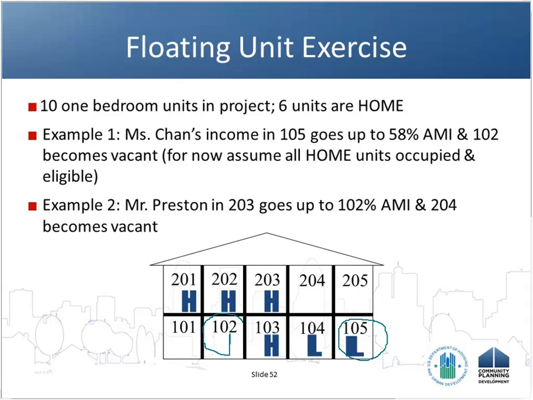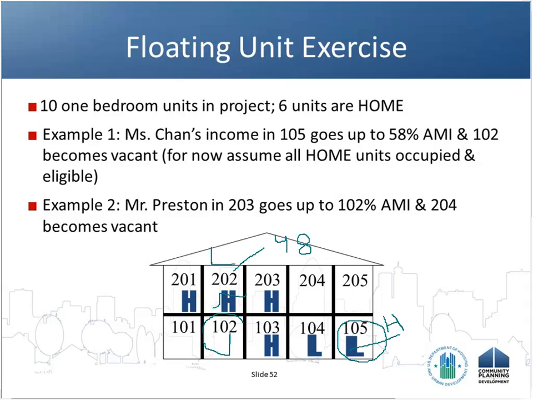So for instance, if we find that in 202, they actually have an income at 48%. So in this case, they actually need that low home designation. They need the more affordable rent. So when their lease is up for update, we could redesignate this as a low home unit. And once we had replaced our low home unit, be able to go back and change the designation on 105 and make that our high home unit.